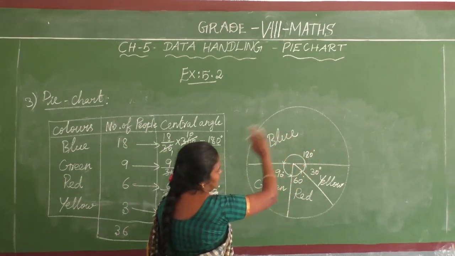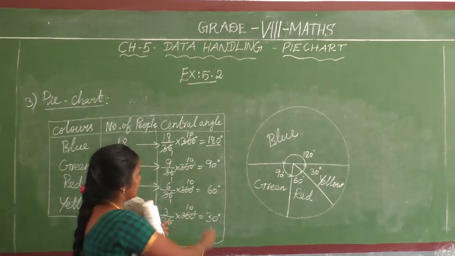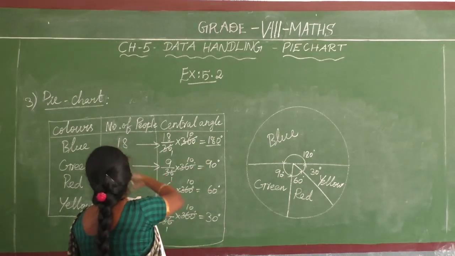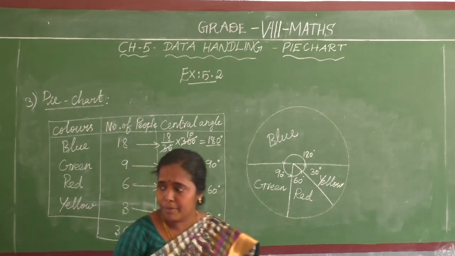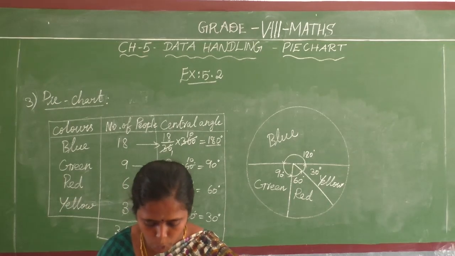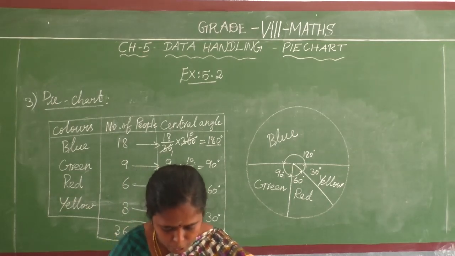That's all. We have drawn the pie chart using the central angle of every sector. Understood? This is the way of making pie chart using central angle. Understood? The remaining two sums are there.